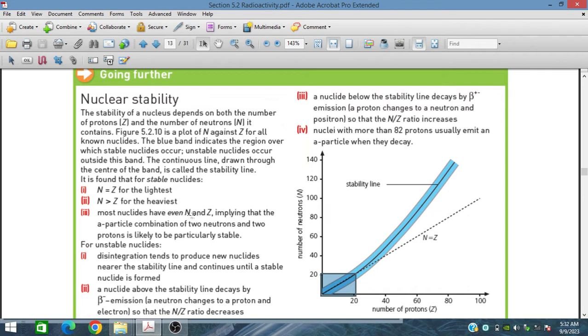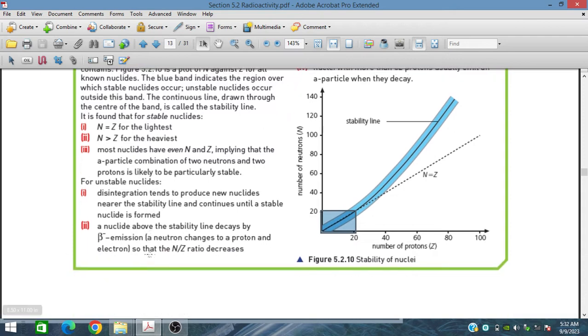Most nuclides have even N and Z, implying that a combination of 2 neutrons and 2 protons is likely to be particularly stable. For an unstable nuclide, the disintegration tends to produce new nuclides nearer the stability line, in that stability line region, and new nuclides are formed until a stable nuclide is formed.